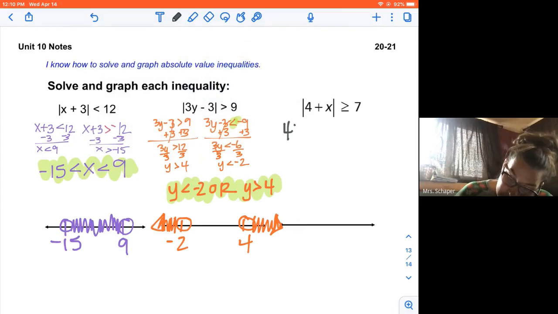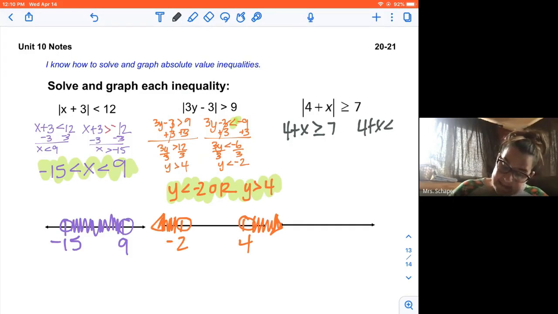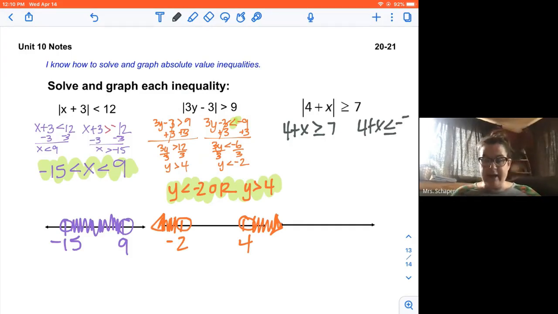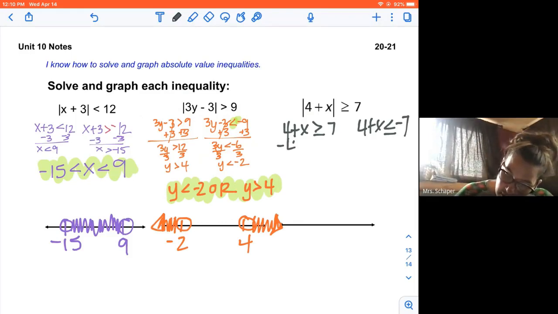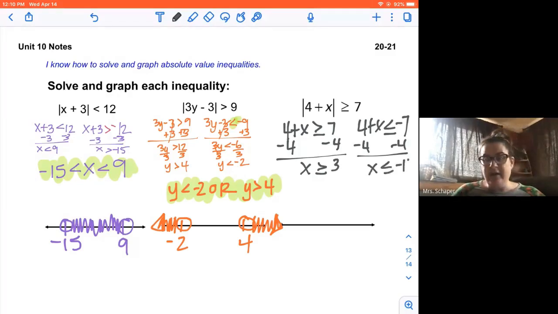So 4 plus x is greater than or equal to 7. This next one, I change the sign and make it negative. 4 plus x is less than or equal to negative 7. Solve each inequality. Subtract 4, so x is more than or equal to 3. Subtract 4. X is less than or equal to negative 11.